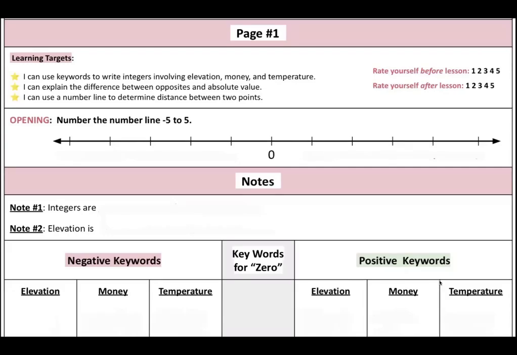Our opening says number the number line -5 to 5. So you can see in the middle of our number line, we have 0. To the right of 0 are our positive numbers, so to the right of 0, we're just going to write 1, 2, 3, 4, 5. Make sure you're writing this down. And to the left of 0 are our negative numbers.